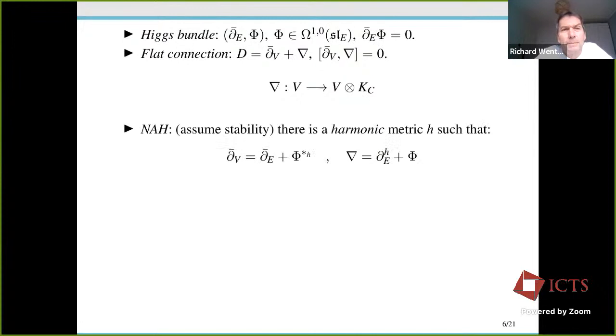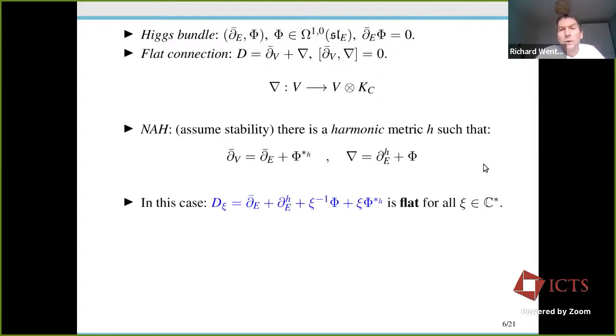Okay, and the non-abelian Hodge theorem, again under some assumption of stability, says that there's a Hermitian structure that makes these two objects get identified. So for every stable Higgs bundle, there's a harmonic metric that gives you a flat connection under this identification, and vice versa. Every flat connection has a splitting with a harmonic metric that gives you a Higgs bundle in this way. So this is how the two are identified.